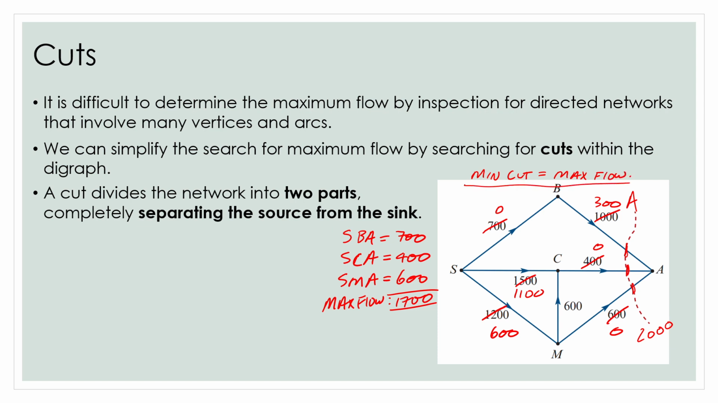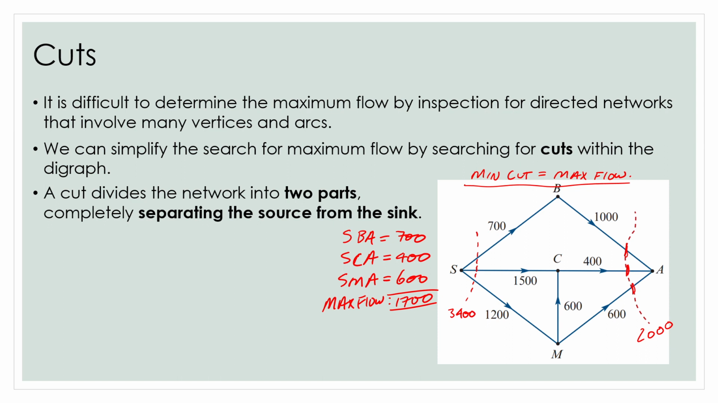So I'm just going to get rid of some of my numbers that I've done before. I don't need those anymore. I've got those written on the side. If I create some more cuts, so for example, this one here, I've separated the source from the sink. So for this one, I've got 700 plus 1,500 plus 1,200. That's going to be equal to 3,400. So it's obviously not that one. All right, let's try another one.